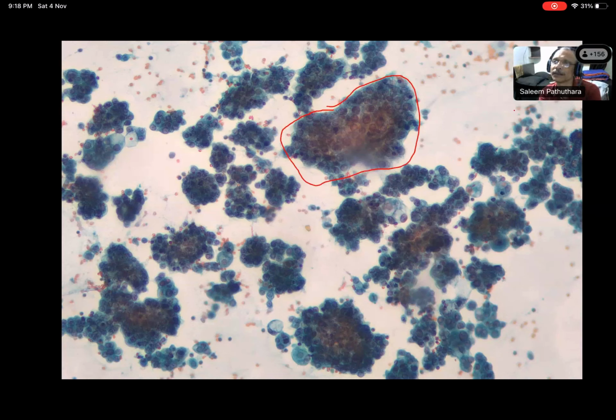Is it squamous? Keratinizing squamous? Correct. Sir, there is no orangophilia. Not only orangophilia. See, forget orangophilia. Can you call this squamous?